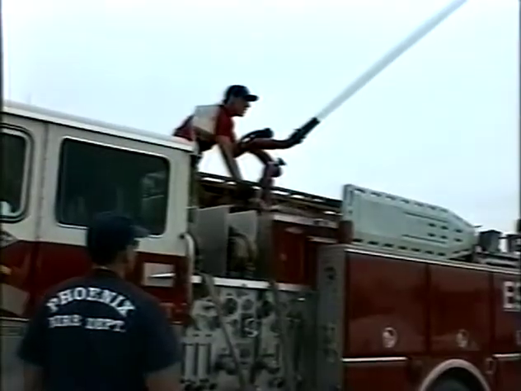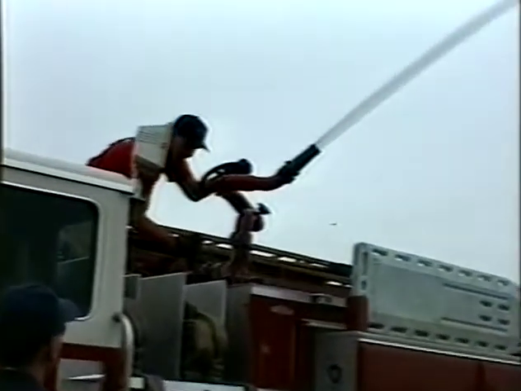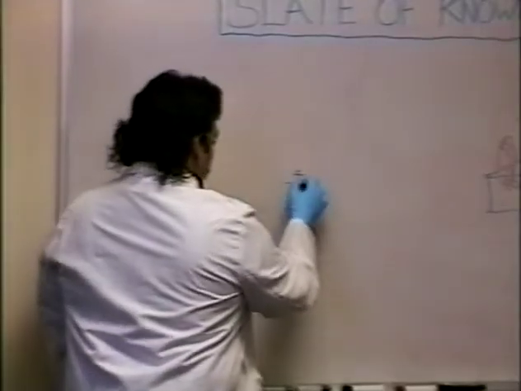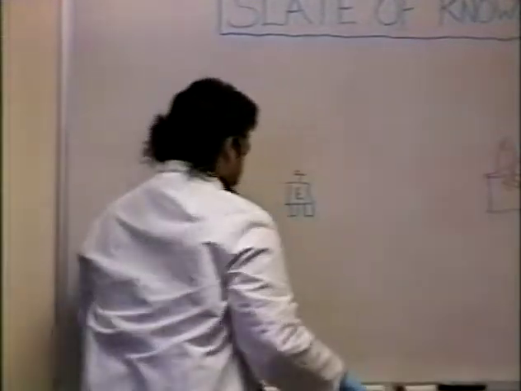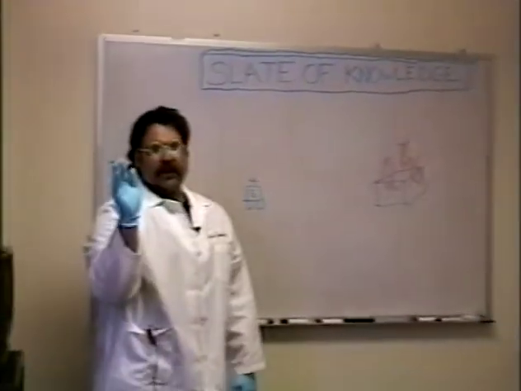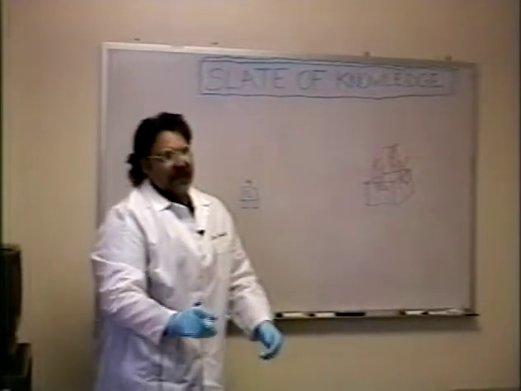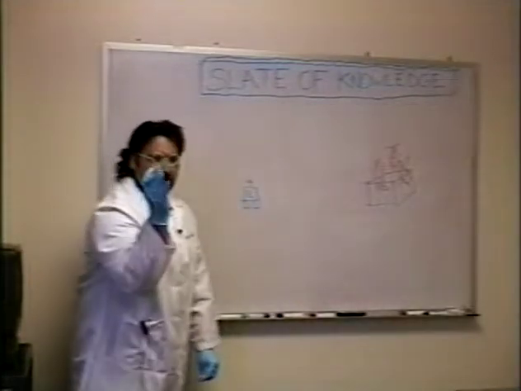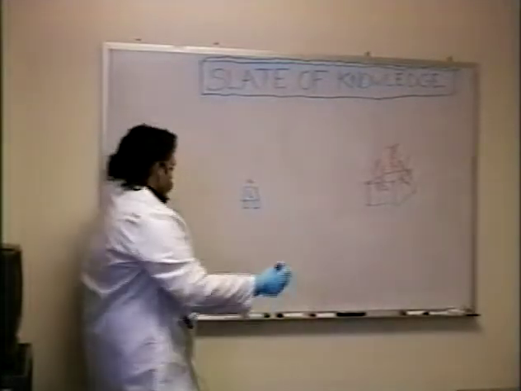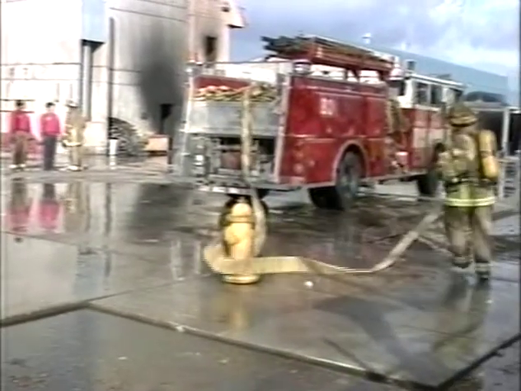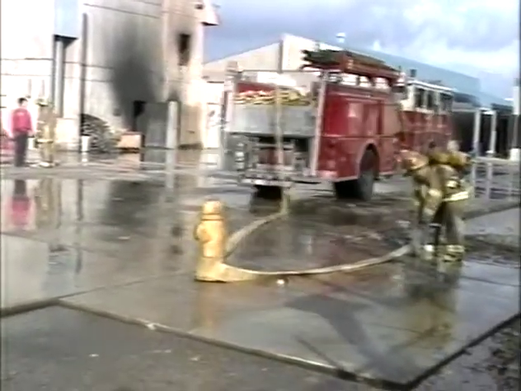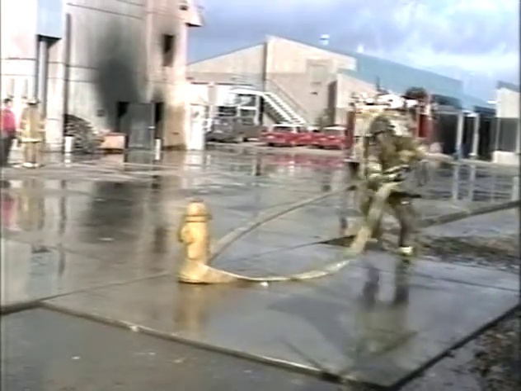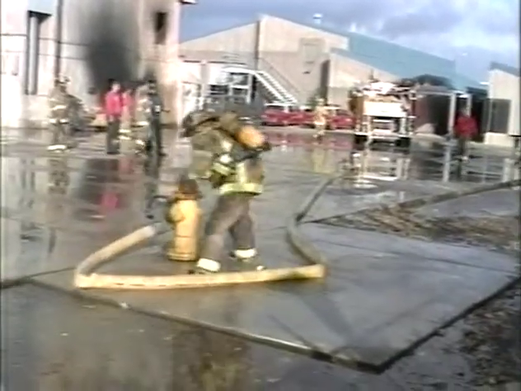The master stream found on most engines is going to be a Stang gun. It is a top-mounted deck gun device that you pump water up through and out of. Master streams use massive quantities of water, so when performing master stream operations, it is very wise to have a supply line. That done, we are ready to conduct a master stream evolution.